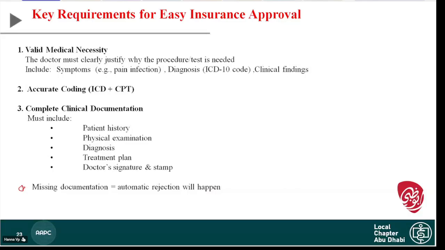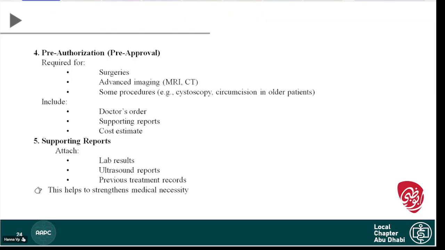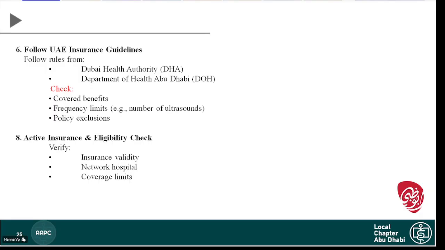So valid medical necessity, accurate coding CPT and ICD, complete clinical documentation, pre-authorization report and supporting reports, following the insurance guidelines related to UAE, and active insurance and eligibility check. These are the main keywords we have to keep in mind before this. So I hope you all understood.